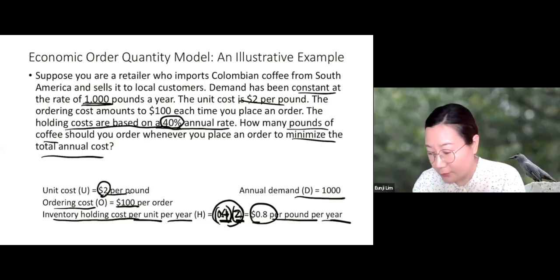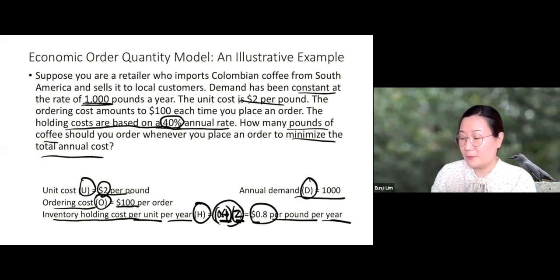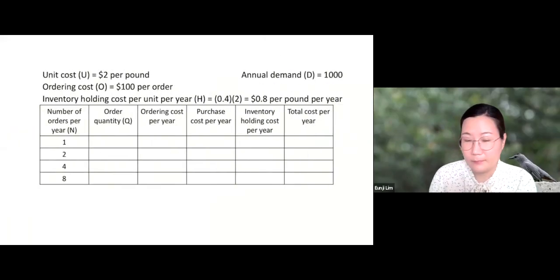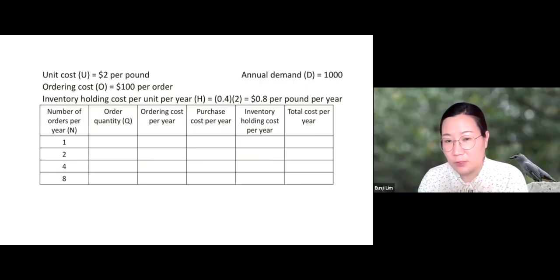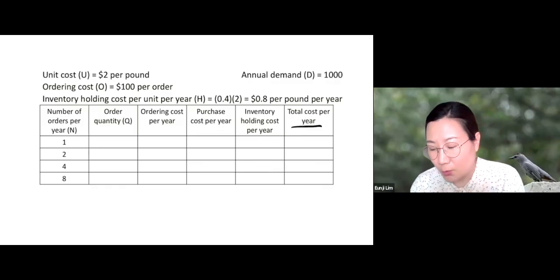We will denote the unit cost by U, the ordering cost by O, the inventory holding cost per unit per year by H, and the annual demand by D. Now, first, let's look at the following 4 scenarios, and we'll compute the total annual cost for each. In the first scenario, we're going to order only once a year, so the number of orders per year, N, equals 1. At the beginning of each year, we place an order.